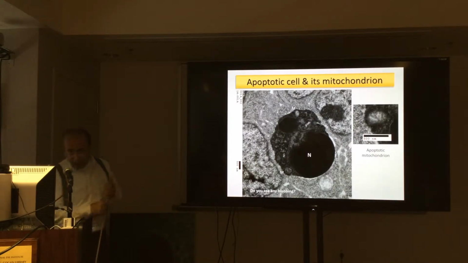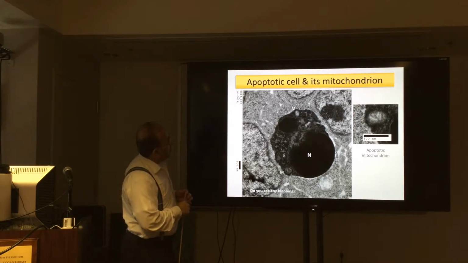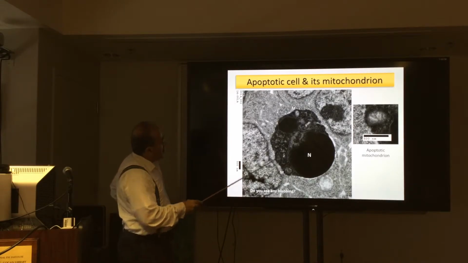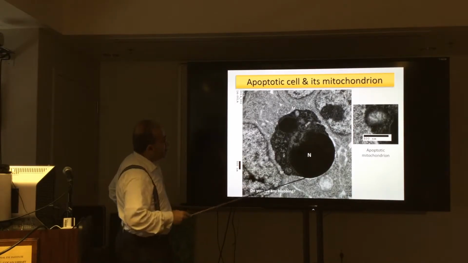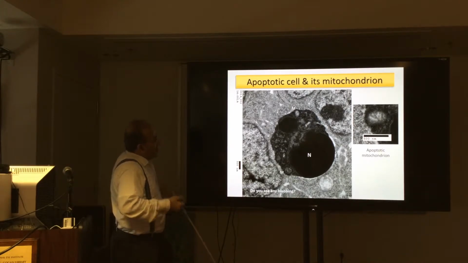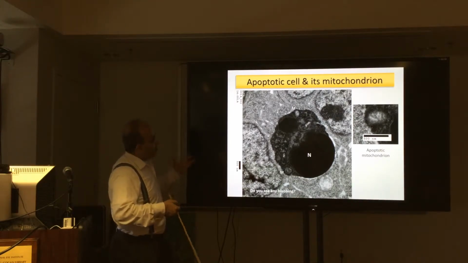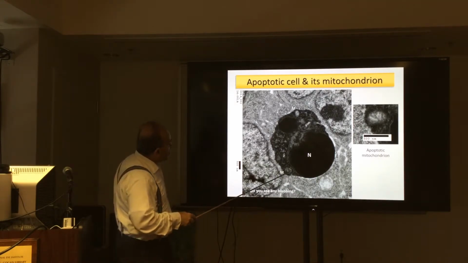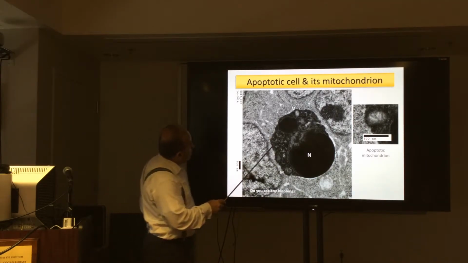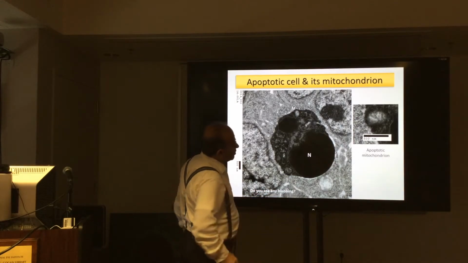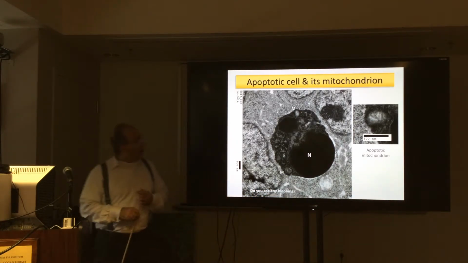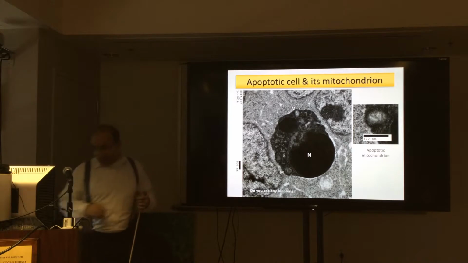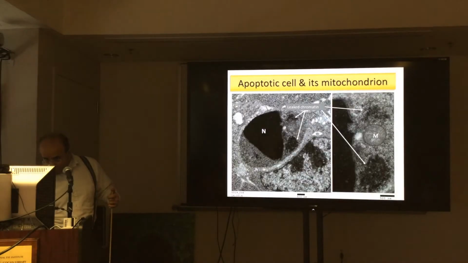So this is another condensed cell that is undergoing apoptosis, and you can see here the transformation of the nucleus into this dense body. Basically, it becomes like a lysosome. If this was by itself, you'd think it's a lysosome. And these are the mitochondria, and you can see how the mitochondria here is losing its morphology completely, and its membranes are getting digested.